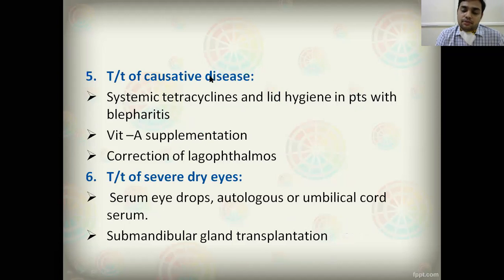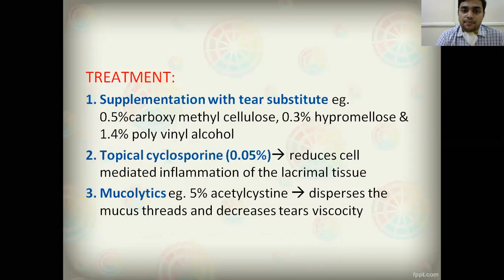But coming to the next one, we have to treat the causative disease. So if it is because of vitamin A deficiency, we have to give vitamin A, and if it is because of meibomitis and poor lid hygiene, we have to give antibiotics like tetracyclines. And if it is because of lagophthalmos, that is, incomplete closure of the eyelids, we have to correct it with tarsorrhaphy. And in case of severe dry eyes, serum eye drops are instilled. It is from the autologous serum or from the umbilical serum, and then rarely we will do submandibular gland transplantation. So this is about various treatment modalities of the dry eye.